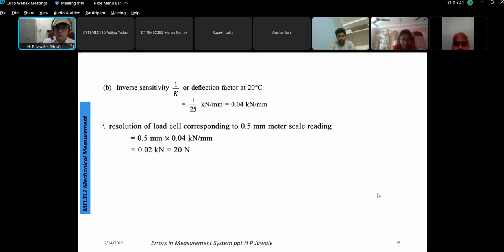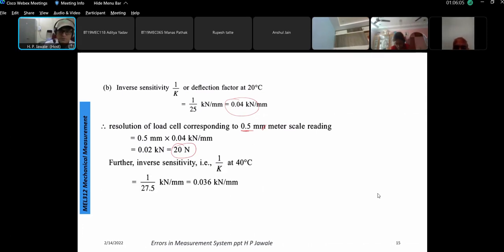So the resolution of the load cell corresponding to the 0.5 millimeter scale reading, say millimeter of the scale reading, will be the change in the deflection factor, say 0.04 kilonewton per millimeter into the 0.5 mm. So that is nothing but 20 Newton, the minimum readout we should have on the instrument. Right. So the inverse of the sensitivity is going to give 0.036 kilonewton per millimeter as the readout.